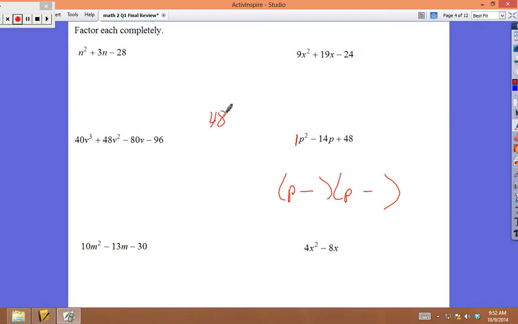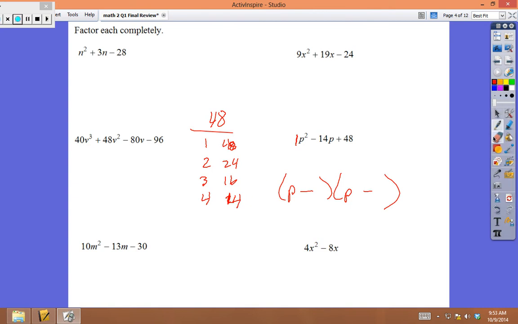So here's my options. 48. 1 and 48. 2 and 24. 3 and 16. 4 and 20. No. 4 and 14. No, not 4 and 14. 4 and 12.